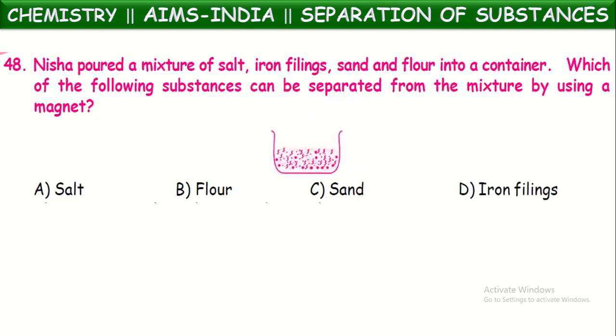Okay, next one. Nisha poured a mixture of salt, iron filings, sand, and flour into a container. Which of the following substances can be separated from the mixture by using a magnet? So, by using a magnet, we can separate the components which are magnetic in nature. Out of these four components mixed, the one which is magnetic in nature is iron filings. They stick to the magnet, so iron filings can be separated by using a magnet.